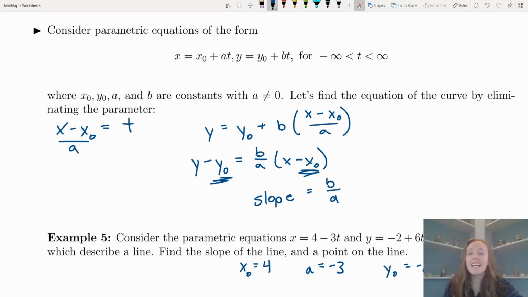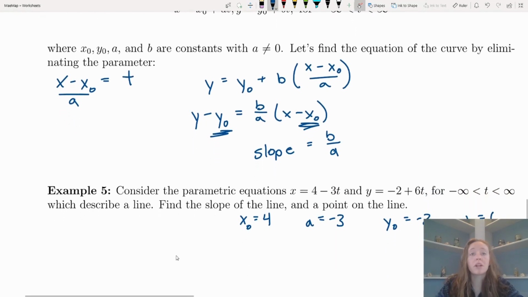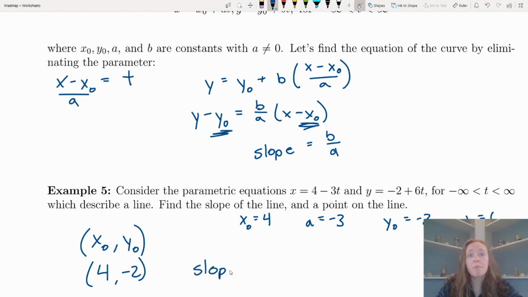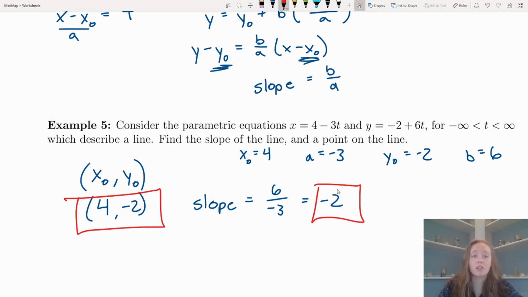So without even needing to eliminate the parameter, I know exactly what I have, because my point on my line is going to be x naught, y naught, which in this case is 4, negative 2, and my slope is b over a. That's going to be 6 over negative 3, which gives me negative 2. So there we have it: 4, negative 2 is a point on my line, and negative 2 is my slope.